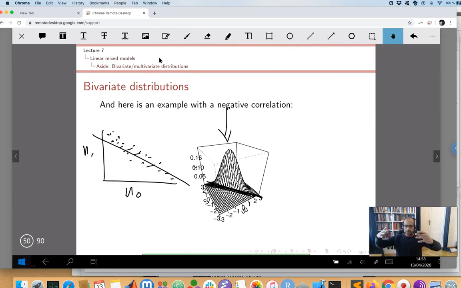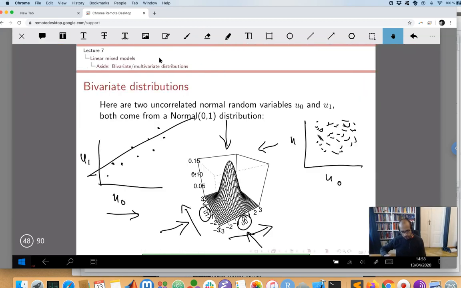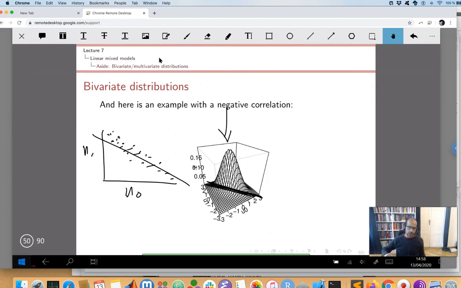So you can imagine a bivariate distribution either in 3 dimensions like these cones that I'm showing you, or from above you can see them in 2 dimensions.